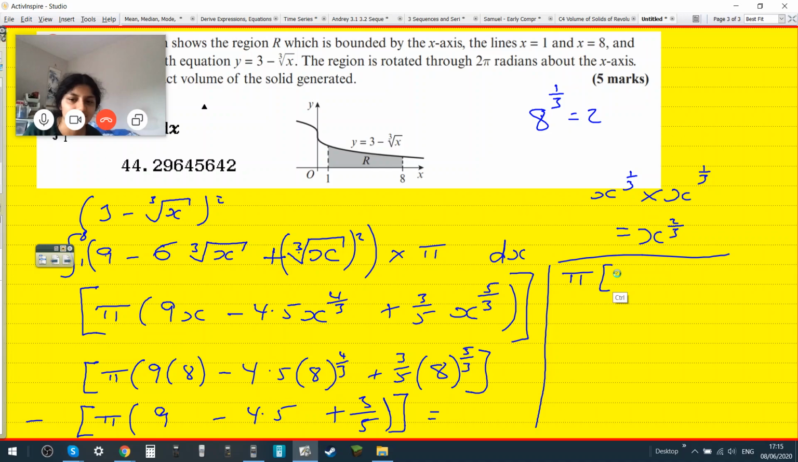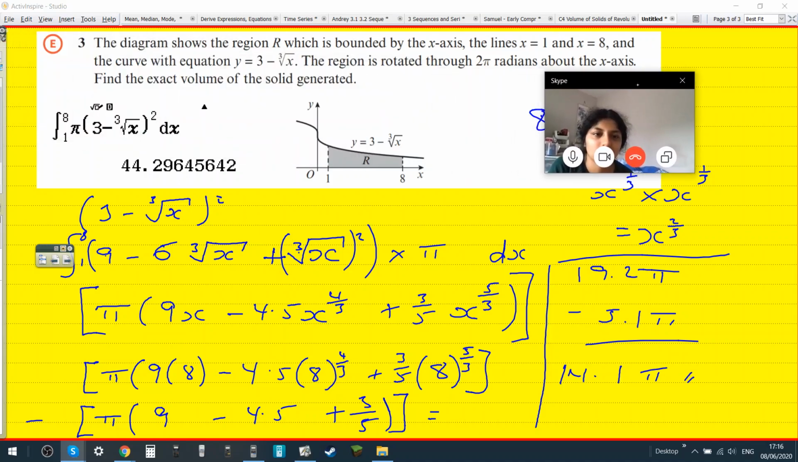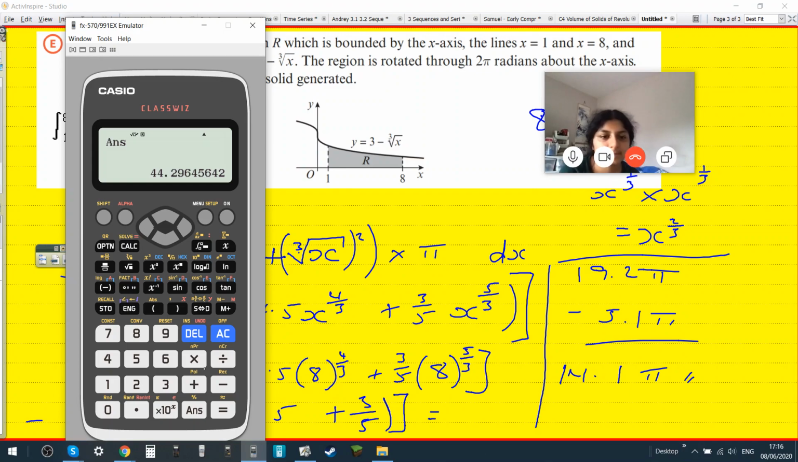Okay, so you're expanding the pi already? Yeah. Okay, 19.2 pi. And then 9, and then minus 5.1 pi, which gives you 14.1 pi. Is that an exact answer? Looks exact to me. Pi is roughly 3 point something. 15, 30, 45. We said it's roughly 44. It's probably right. 14.1 shift pi equals. There we go.